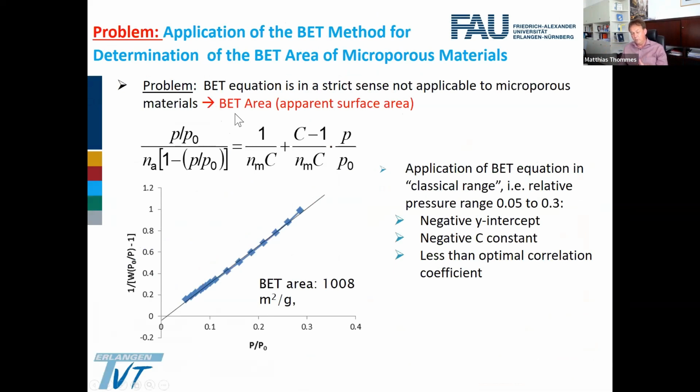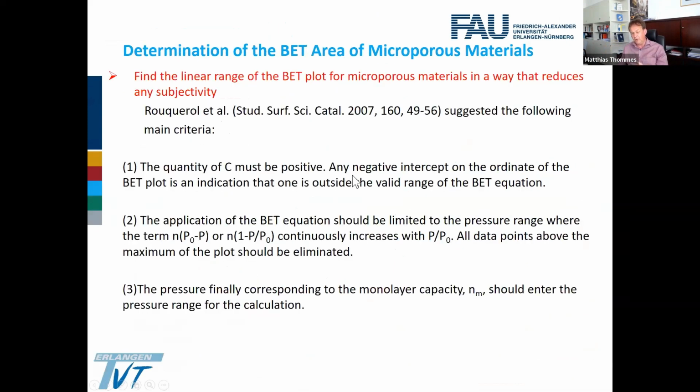And then, of course, what you can get is just the BET area, not a surface area a priori, which is an apparent surface area. And then, in order to at least find ways to compare the data between different labs, Rouquerol et al. have suggested criteria which you apply in order to find the linear range in an unambiguous way. I'm not going to discuss this in detail.